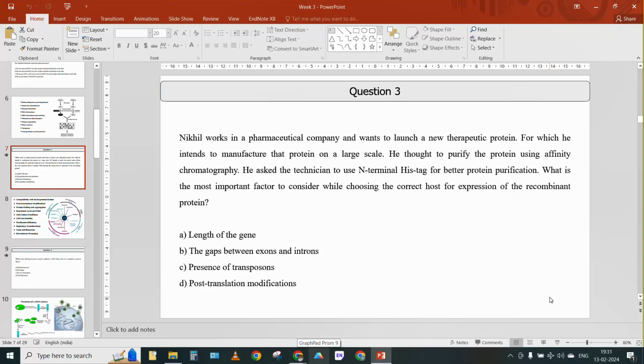which is post-translation modification. So we'll go to the next question.